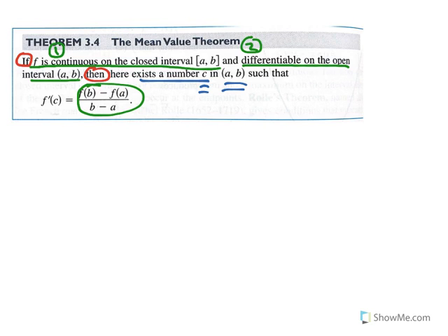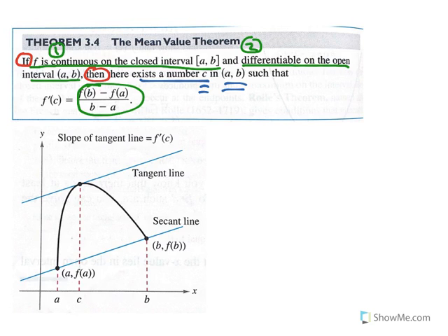Let's see if we can interpret the mean value theorem graphically. So this is a part of our review of calculus AB concepts. Here we have a diagram to help us understand the mean value theorem. We will begin by looking at the graph that's shown. That's the graph of the function f.